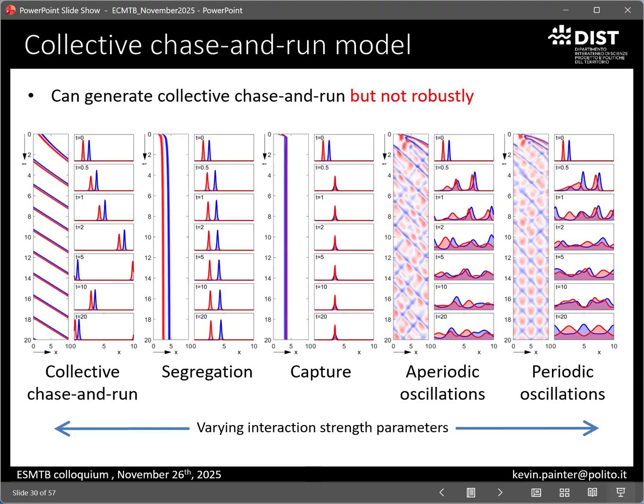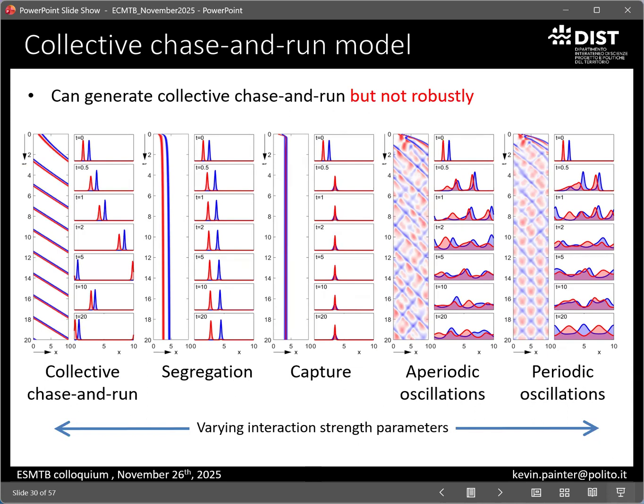Because when you change slightly some of these interaction strength parameters, even though you're starting with the same initial conditions, for other parameters you get a segregation occurring where they just split away from each other and form two separate groups. In another case, the chasers may capture the runners and they then remain fixed. Or you even see various instances of time periodic behavior, just continuous oscillations. So the model does generate collective chase and run, but not robustly.